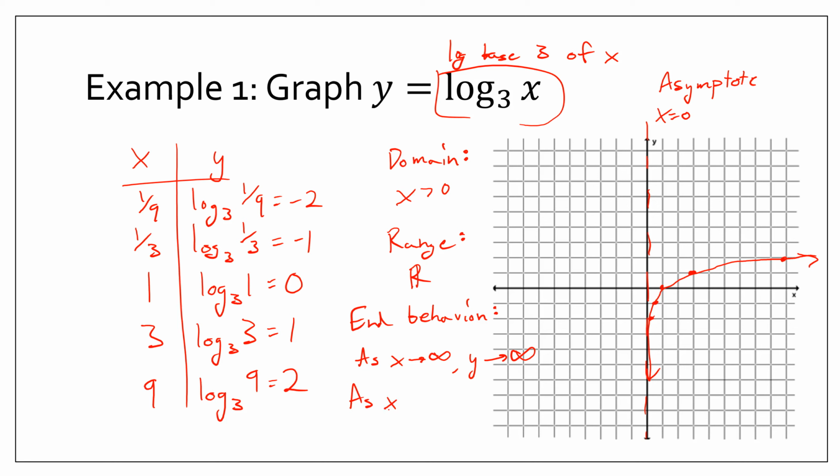As x is going to the left, remember I want to do as x approaches 0, because I'm not going all the way to negative infinity. I'm only going to 0. So as x approaches 0, y is going down.